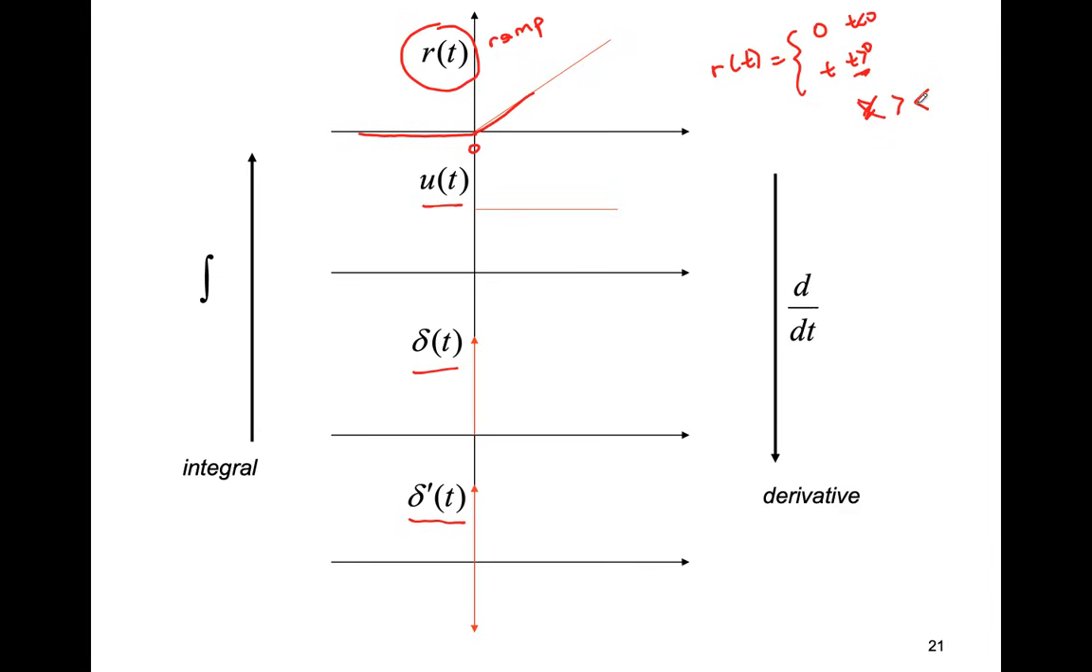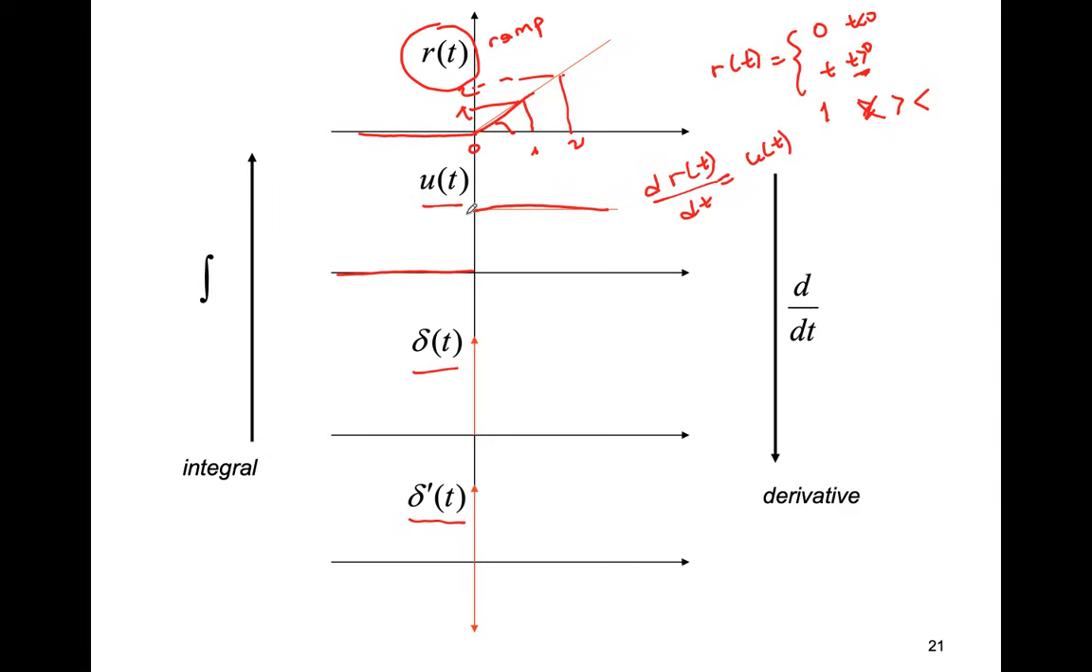Okay. So if we take the derivative of this, what is the derivative of t? 1. Before 0, it is already 0. There is no change. Derivative means rate of change. After 0, the slope is 1, right? So the slope here is 1. So what does it mean? The derivative of r of t is equal to u of t.